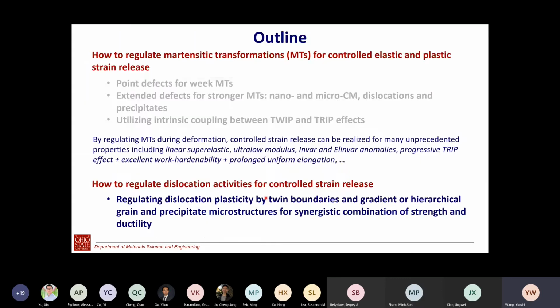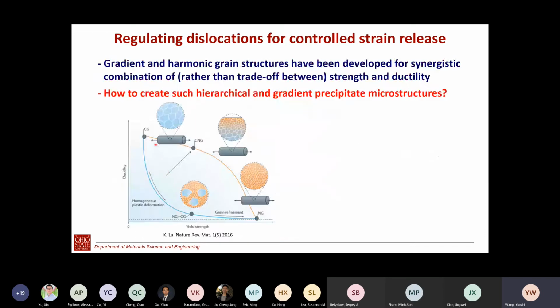And more recently, people have proposed a so-called gradient grain structure, that really pushes the ductility versus yield strength curve from this shape into this shape. So for a lot of engineering applications, in particular for high temperature, single-phase materials are not good enough. So you need multi-phase materials. You need a second phase to strengthen.